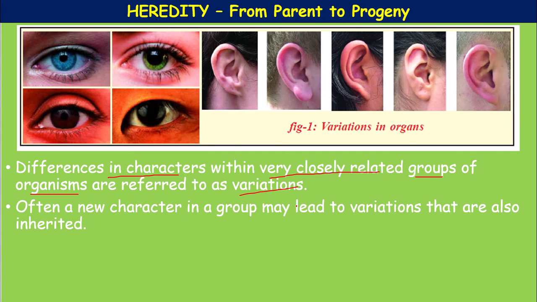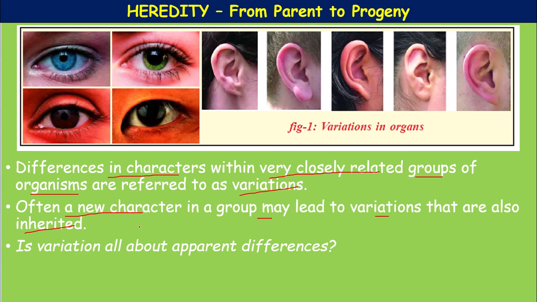Often a new character in a group may lead to variations that are also inherited. Very often you can see a new character in a group. It may lead to variations that are also inherited. Inherited means that they are also transferred to the offsprings. Is variation all about apparent differences?